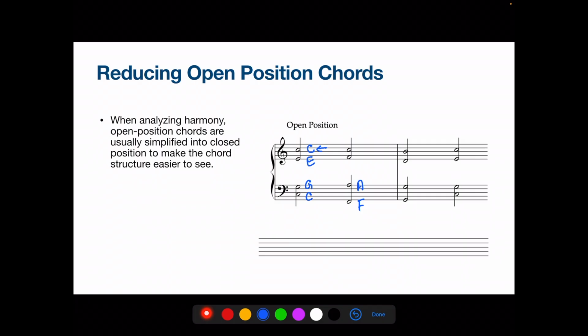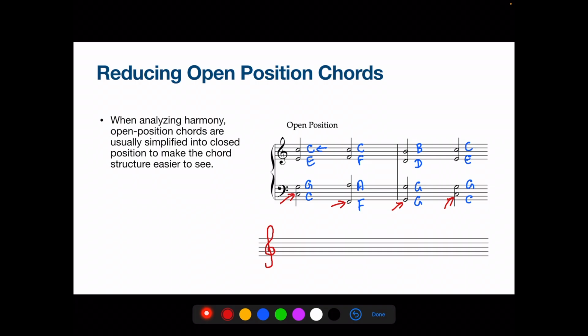F, A, F, C. And here, G, G, D, and B, and last, C, G, E, and C. So the first thing you will need to do is to write the root of each chord. The root is always going to be the lowest note. These are always going to be the root, at least when we're talking about root position chords.